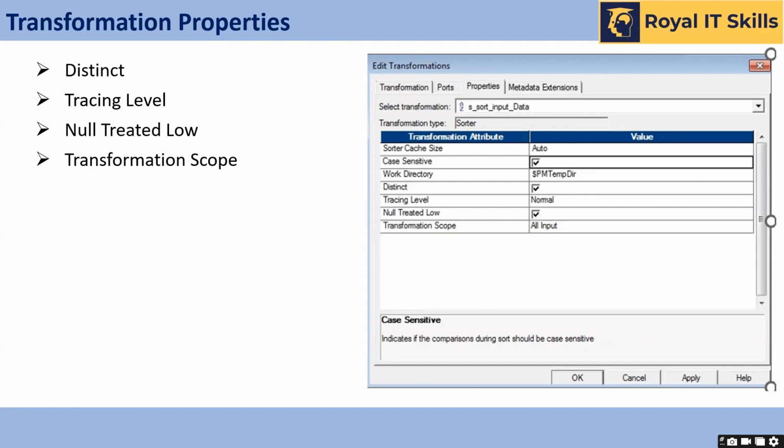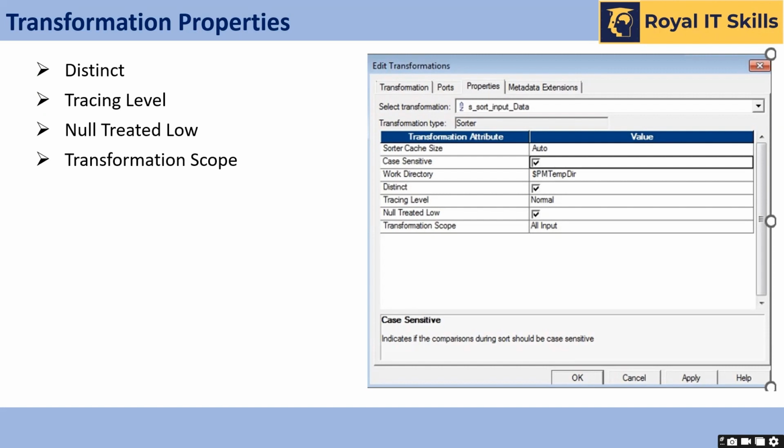Okay. So properties. In the properties, we have different things to check, like sorter cache size, case sensitive, whether it is case sensitive or not. I mean, case sensitive means small case, upper case. So even we can sort based on that. Okay, we will see all these things.